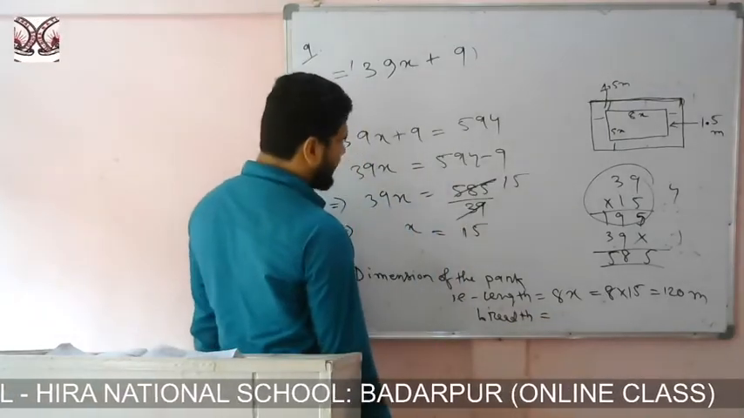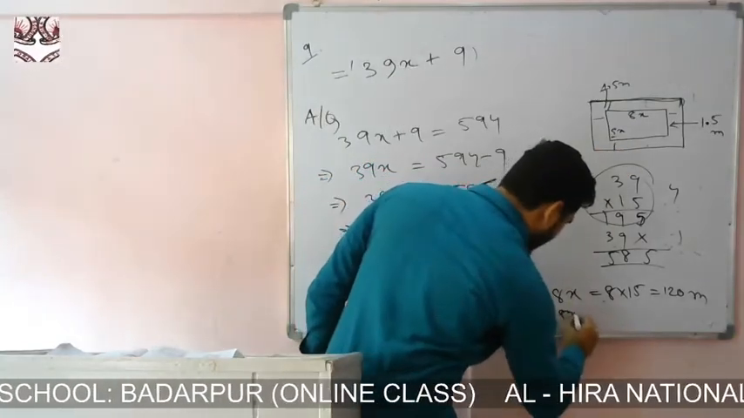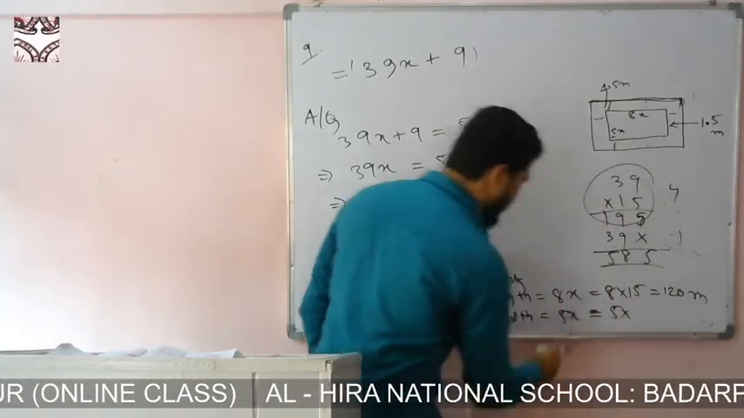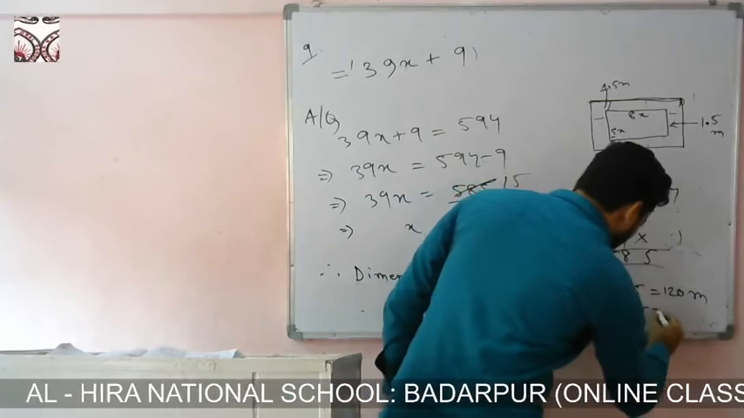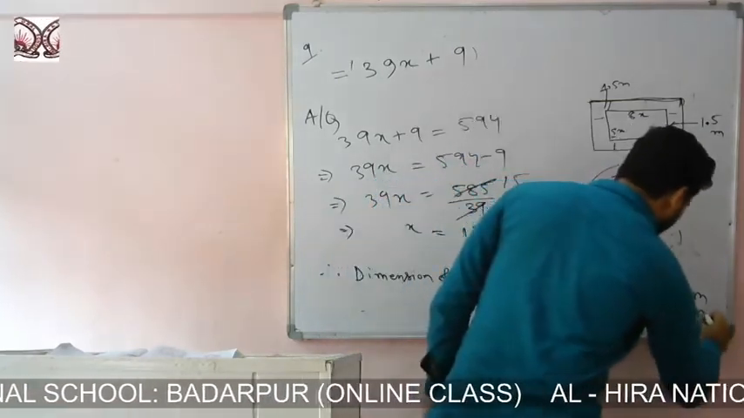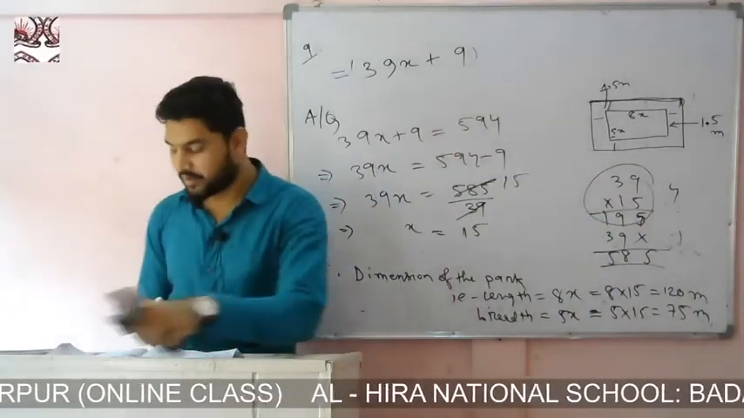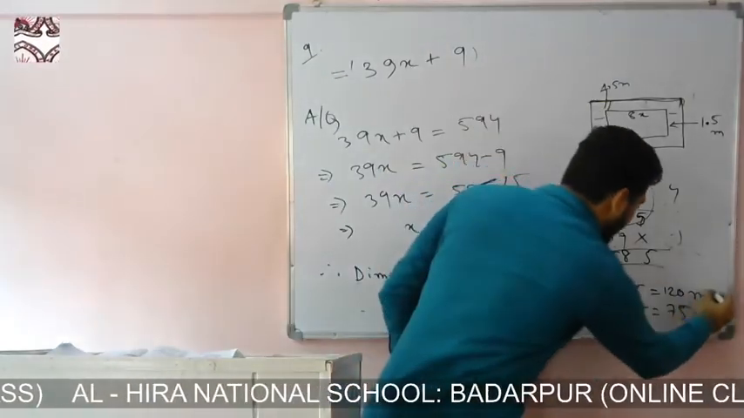And breadth will be 5x. So 5x equals 5 into, in place of x I can write 15, so 5 fifteens are 75. So these are the dimensions, and that is the answer.